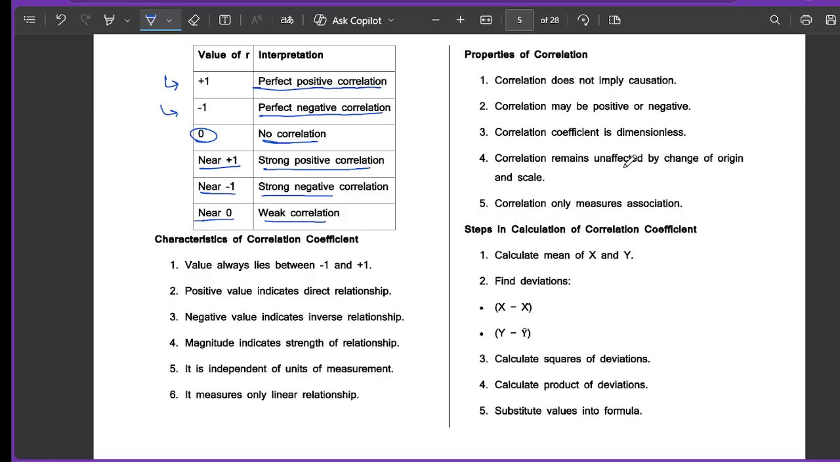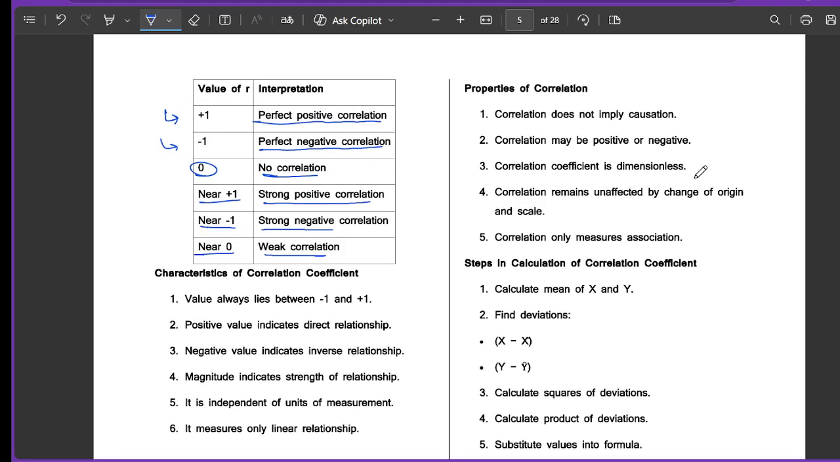So if we need to understand the characteristics of the correlation coefficient, the values will always lie between -1 and +1. If there is a positive value, the direction is direct. If the value is negative, the direction is inverse. The magnitude will indicate the strength or the degree of the correlation. It is always independent of any units of measurement. It has no unit. It measures only the linear relationship.